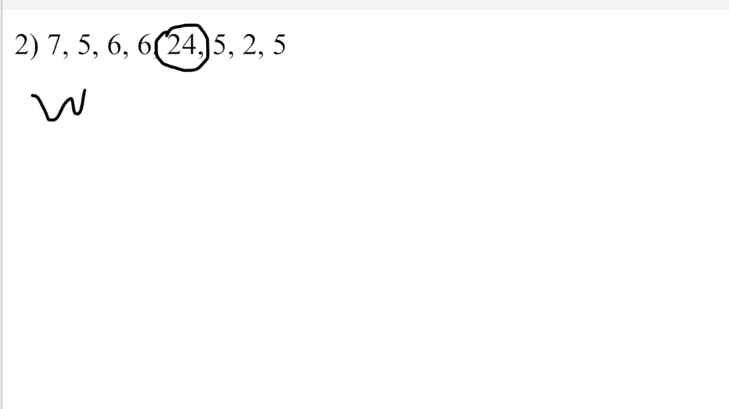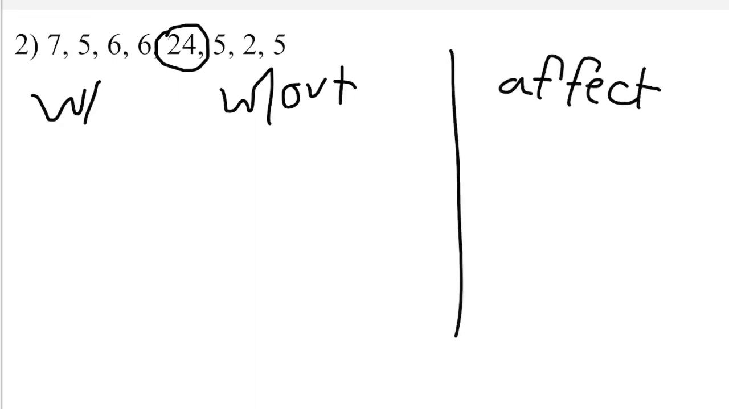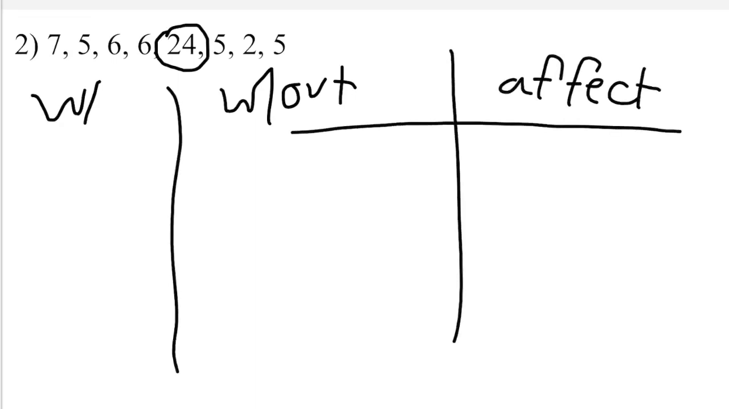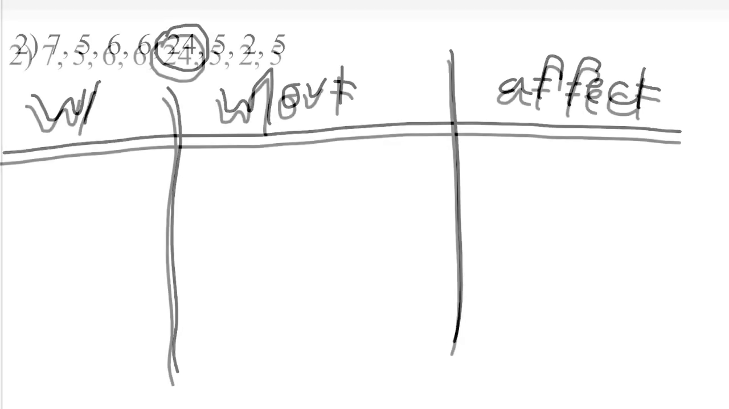So then what we're going to do is we're going to do a little table with, without, and then the effect. And I want you guys to go ahead and calculate your mean, median, mode, and range with and without your outlier. Pause the video now and do this problem.